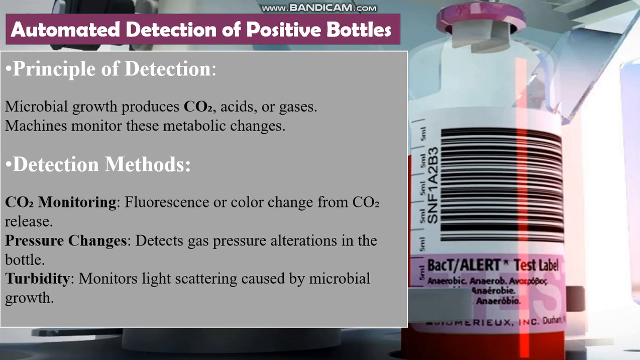The second method is pressure monitoring, seen in systems like VersaTREK, which detect changes in gas pressure caused by microbial growth. Lastly, some machines use turbidity detection, measuring how microbial growth scatters light as the culture medium becomes cloudy.